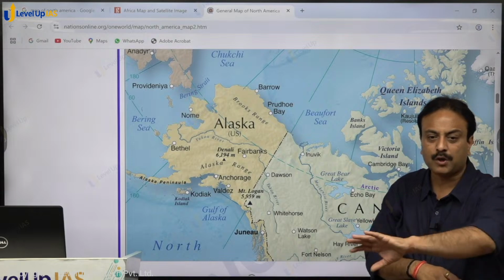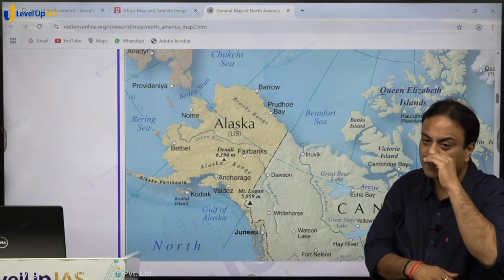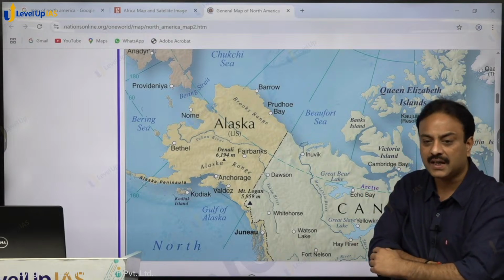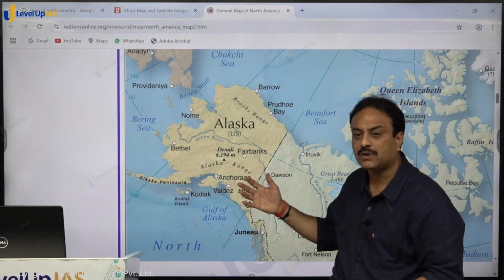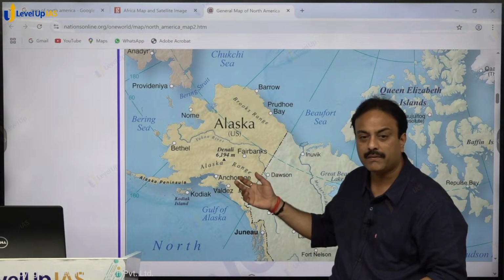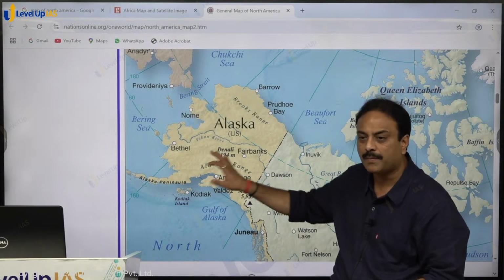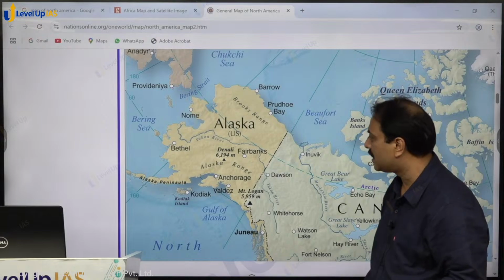Entire Alaska was bought by USA from Russia, USSR at that time. Why? Because this region is very rich in geothermal energy. It is Valley of 10,000 Smokes. That is a common terminology that is used for Alaska.